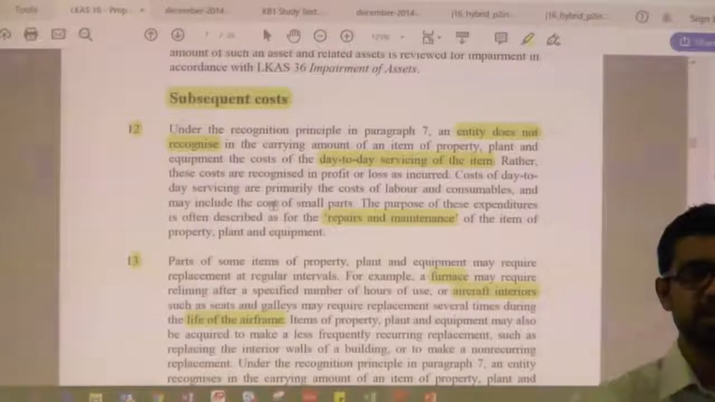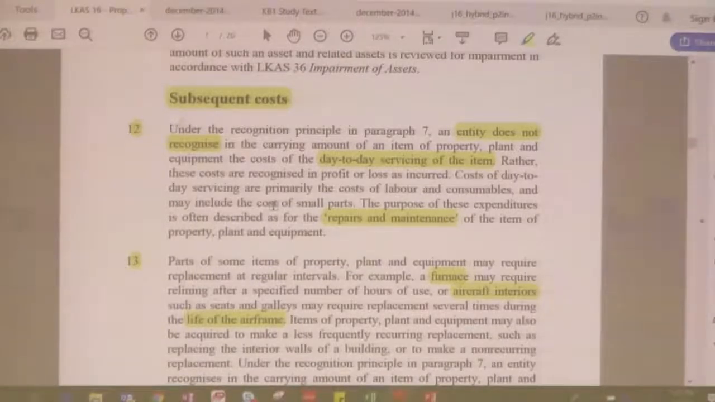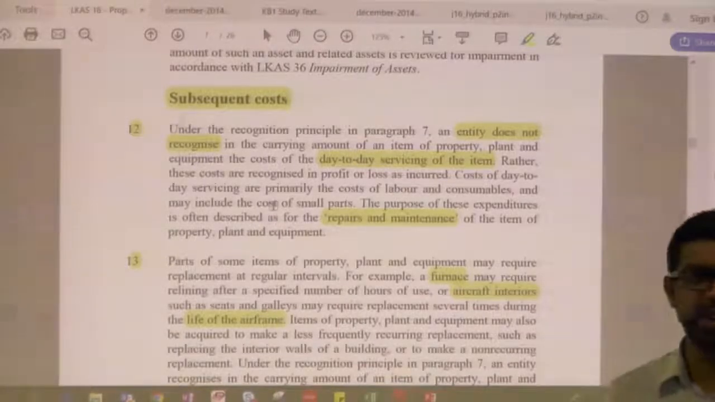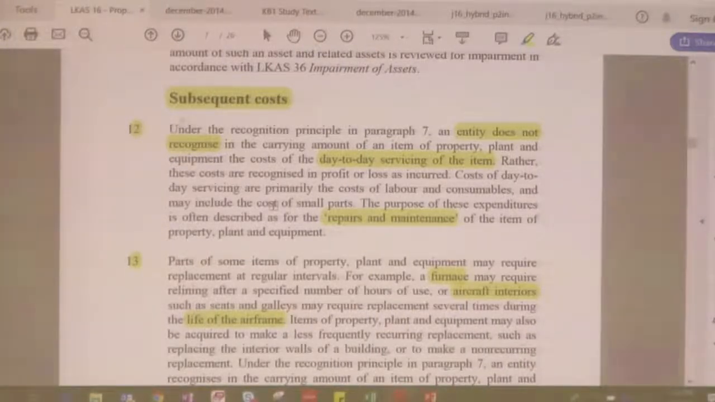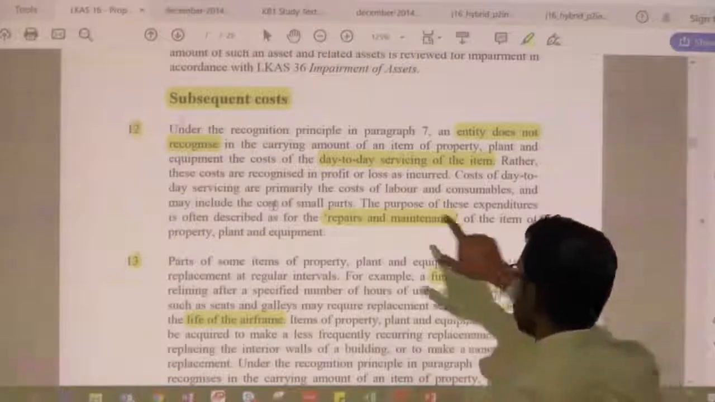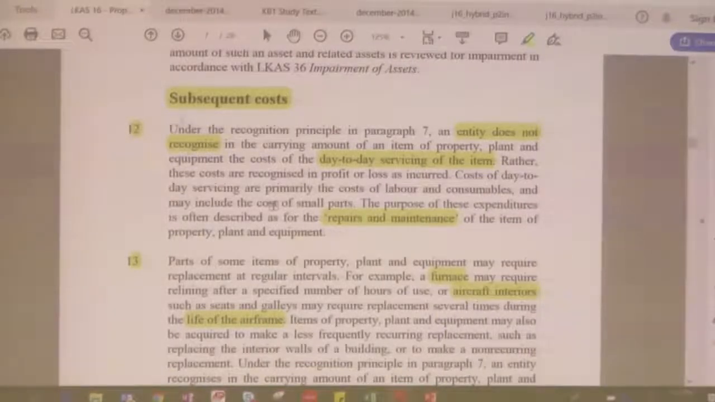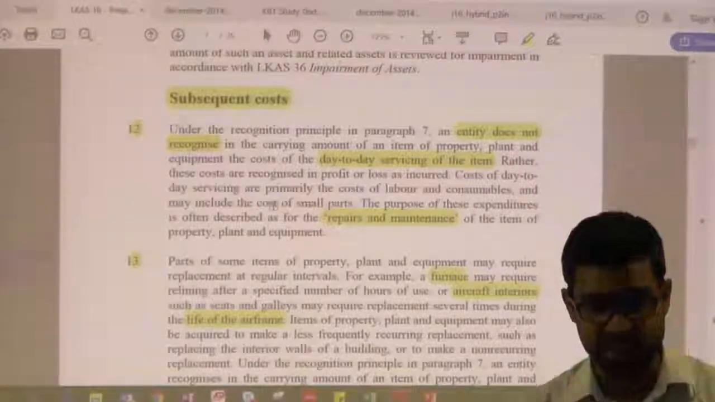Let's say you purchase a machine today. You can't use that machine without any repair and maintenance and service cost till the end of that lifetime of that machine. Let's say the machine has an estimated lifetime of 10 years. So once you capitalize today, at the end of 10 years, you have a residual value. You might not be able to use this asset over the period of 10 years if you don't have those regular expenses. Those we identified as what? Day-to-day servicing expenses, right. Rather, these costs are recognized in the profit and loss as incurred.